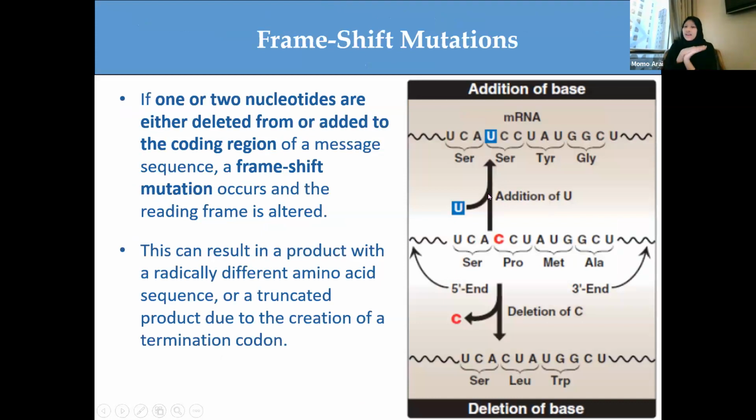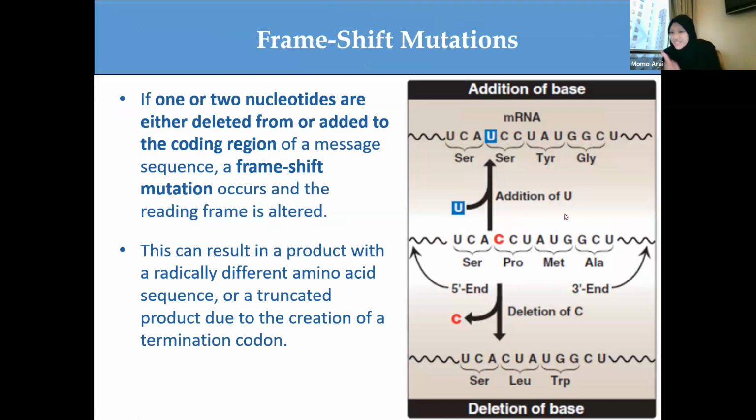Now, other than changing the base, let's say a C to a U or C to any other base, you can add different bases or delete bases from the original sequence. So this here you see is the original genetic code. It codes for serine.